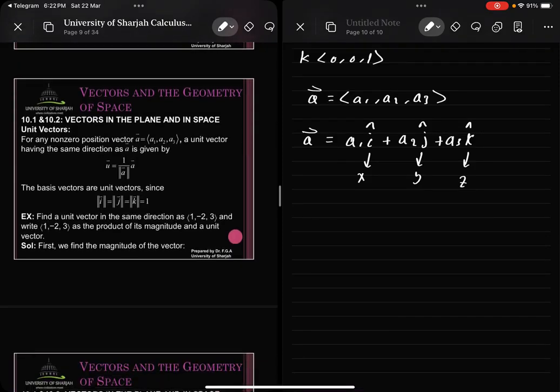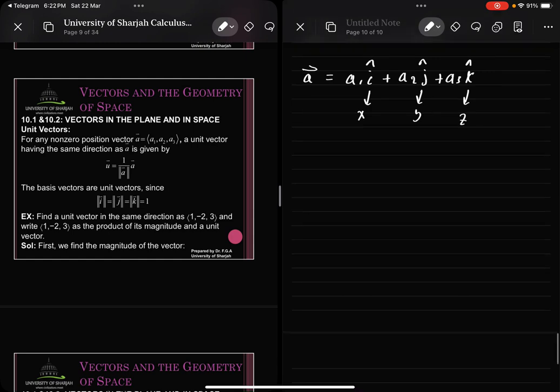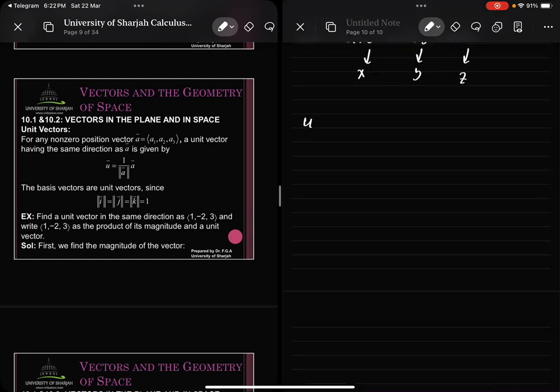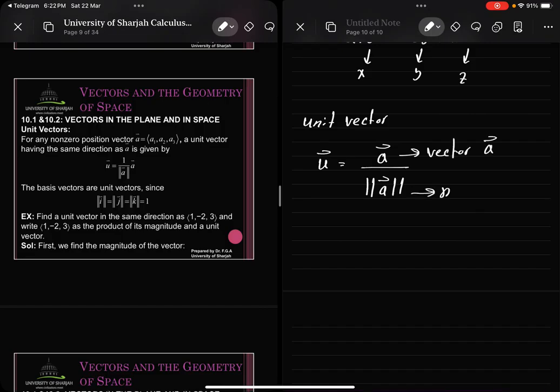For any non-zero position vector A, the unit vector having the same direction is given by this formula, called the unit vector: U equals vector A over the magnitude of vector A.